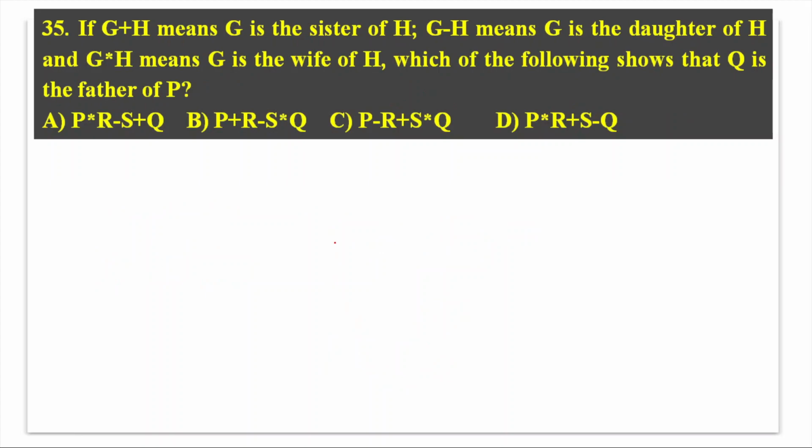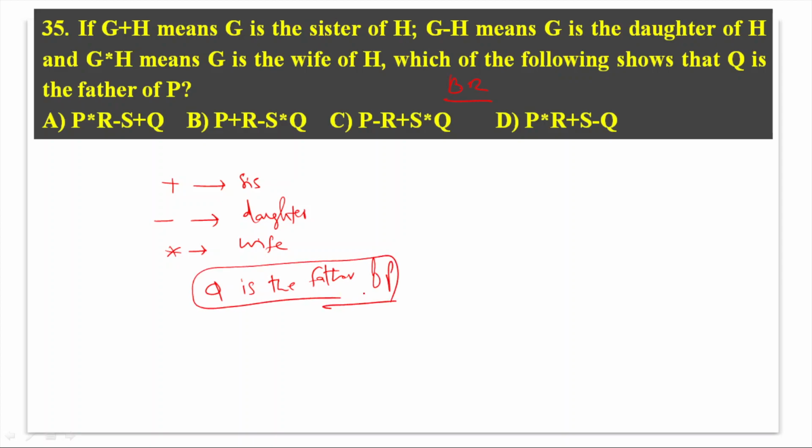Okay, this question also comes from the blood relation topic. What is given in the question is P plus reference a sister and minus reference a daughter and into or star reference a wife here. What he asked in the question? Q is the father of P. So we need to find this relation among the given options.